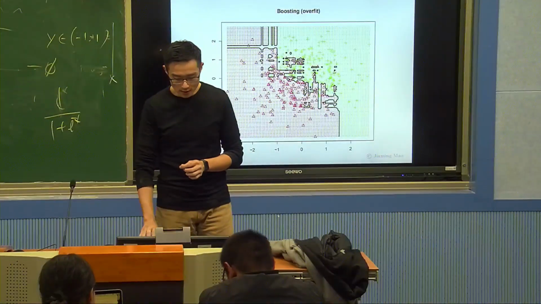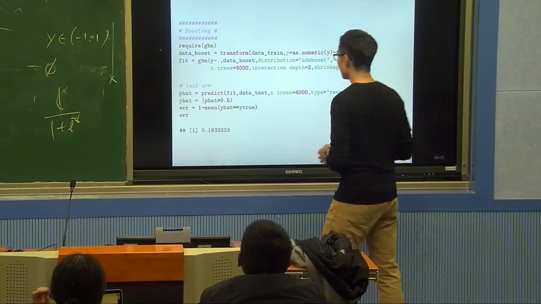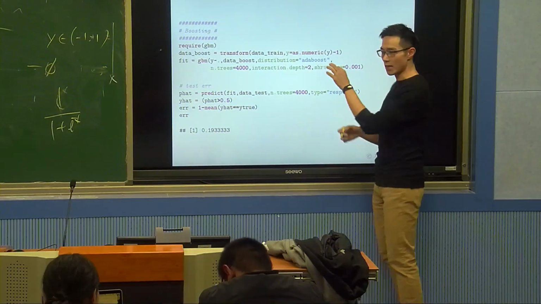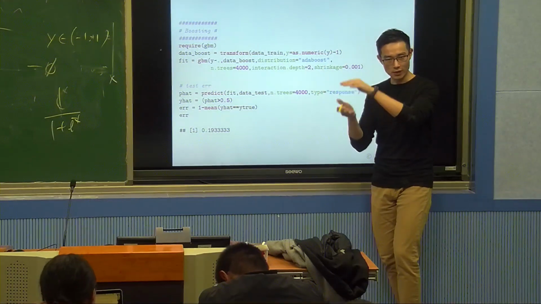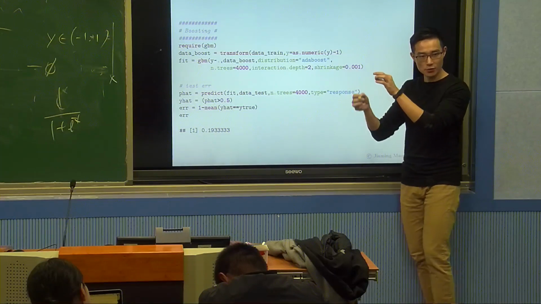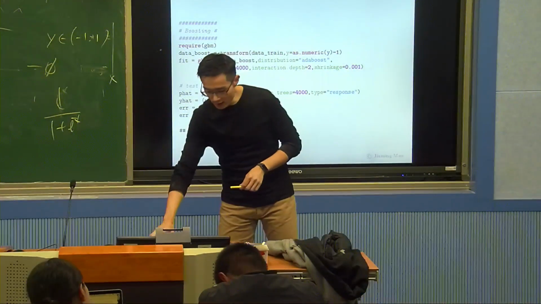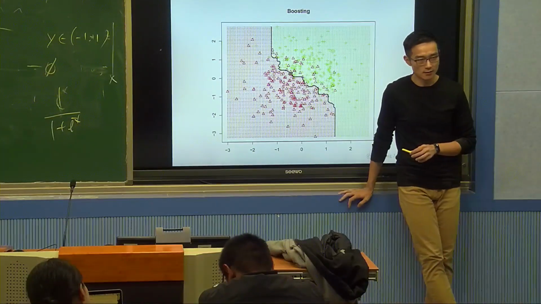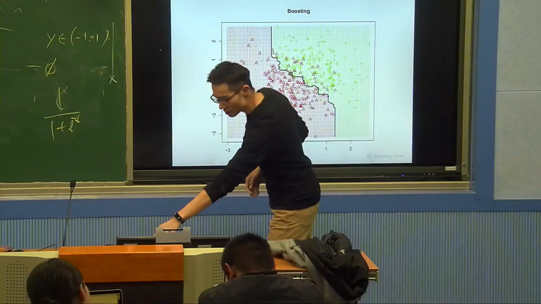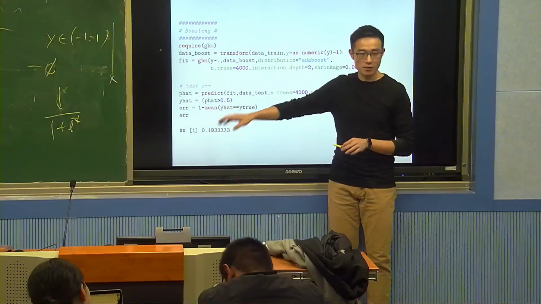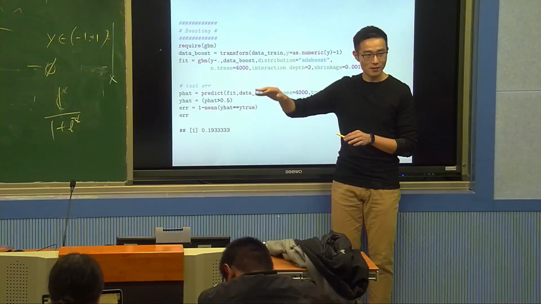So let's tone it down a little bit. Let me fit a tree with 4,000, not 5,000. Let me limit the depth of each tree to 2, not 10. And let me add the trees slowly, shrinkage slowly. In that case, I get a much smoother boundary as a boosting, and I achieve an error rate of 19%. So still worse than logistic, because logistic regression in this case actually performs the best.